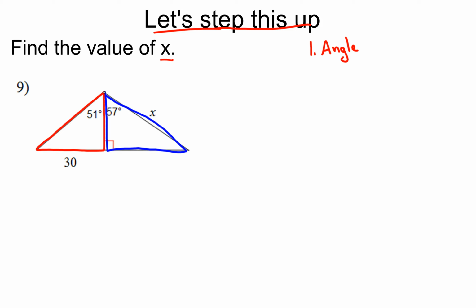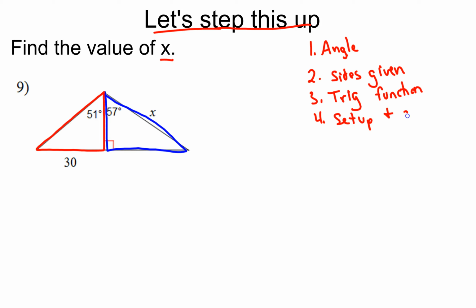So again, you're still following your same steps. Step 1, identify the angle. Step 2, identify the sides given. So let's just write sides given, make it easy on ourselves. And then step 3, pick your trig function. Step 4, set up and solve.